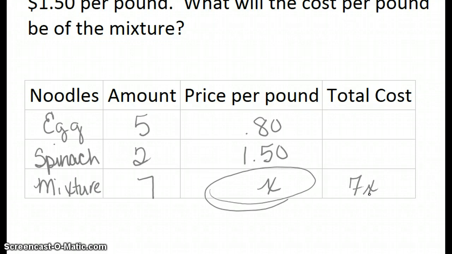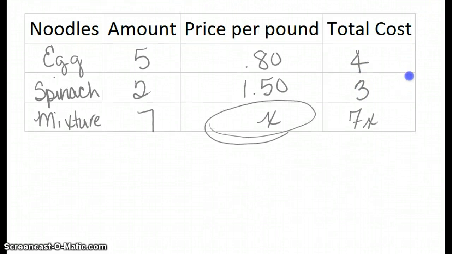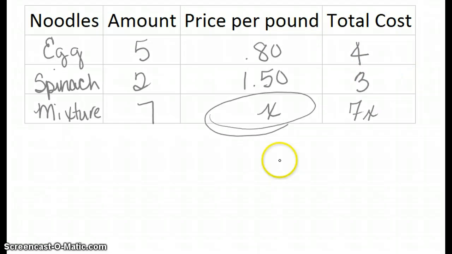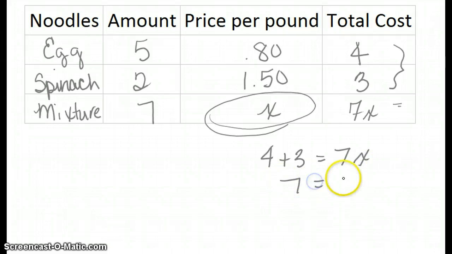So 5 times 80 cents gives us 4. And 2 times 1.5 is 3. Well, look at that. We're going to have that 4. So we're going to add these two to get our total. 4 plus 3 equals 7x. 7 equals 7x. Divide by 7, x equals 1.